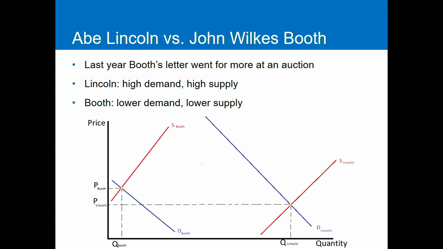Should have had you teach this part. Yeah, so that's basically what happened. Last year, there's an auction where they had one of Booth's letters and one of Lincoln's letters, and Booth's went for a higher price. Lincoln has a high demand, but he also has a high supply.